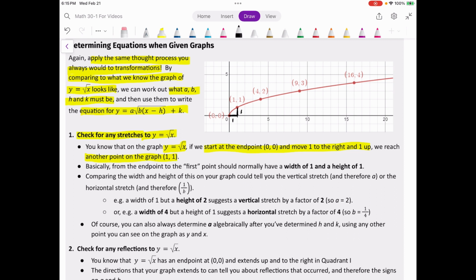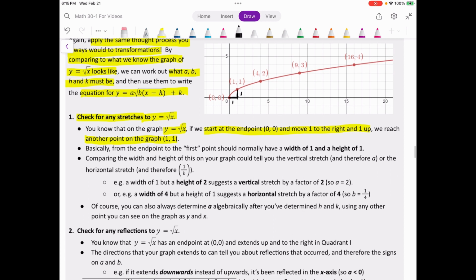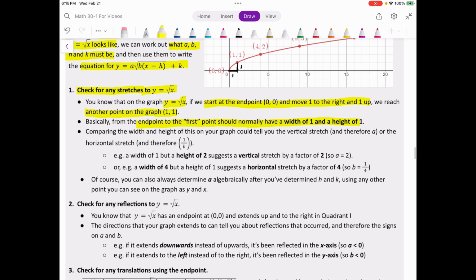Now imagine horizontally stretching this graph or vertically stretching this graph. Can you see how those would change? That's that comparison. We're going to look at how that has changed, and that can tell us about a vertical and or a horizontal stretch that might have occurred. Basically, from the endpoint to the first point should have a width of 1 and a height of 1. So comparing the width and height on the graph you're dealing with could tell you the vertical stretch, and therefore a, and or the horizontal stretch, and therefore 1 over b.